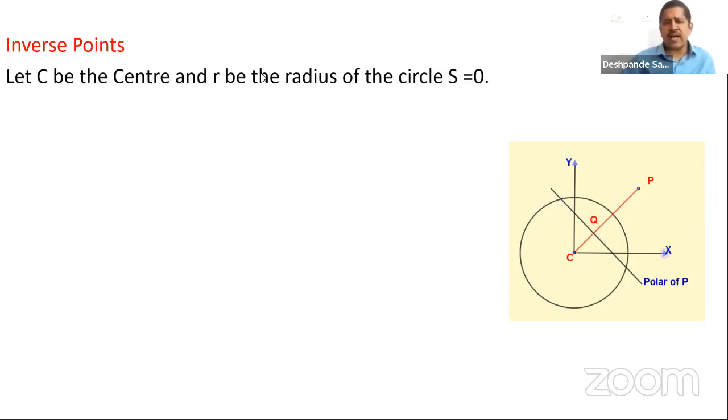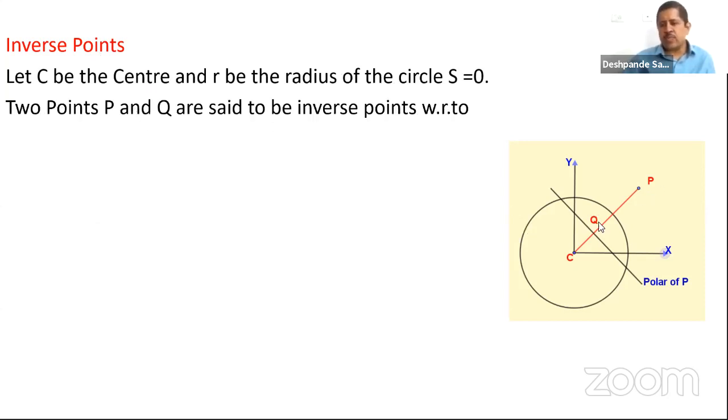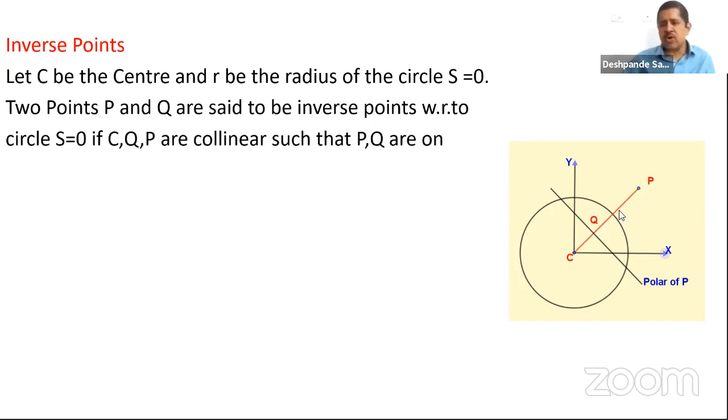So let C be the center and R be the radius of the circle S is equal to 0. Two points, these two points P and Q, are said to be inverse points with respect to the circle S is equal to 0 if the first condition is satisfied: these three points, C, Q, and P, should lie on the same line. So if C, Q, P are collinear, that is the first condition. The second, very, very important condition: the first condition is C, Q, P are collinear, lying on the same line. The second condition is, you take P and Q, where it is above the point C.